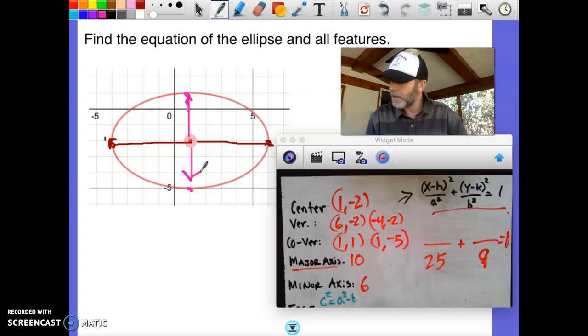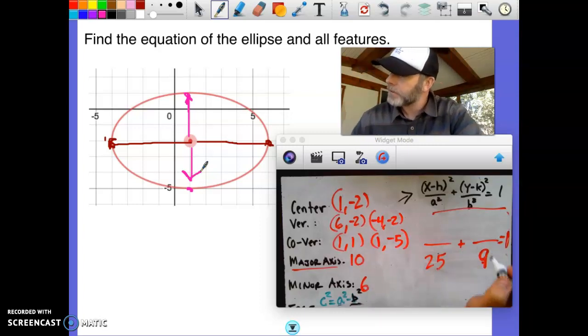And then, you can find the foci here. We would plug some of these values in to A and B to find it. Let's just skip that for now. In this problem, let's just finish the equation.